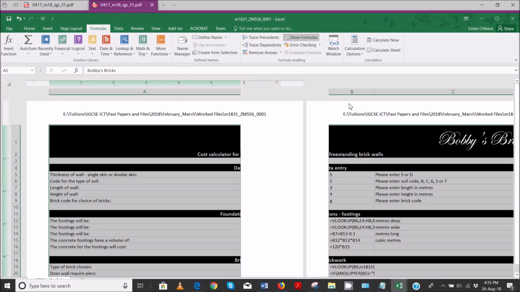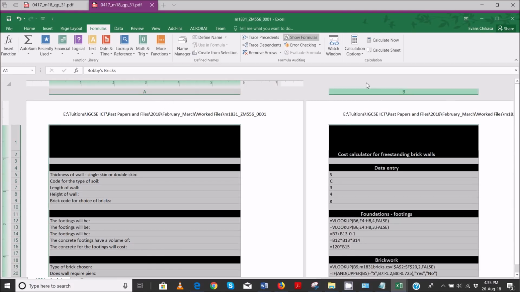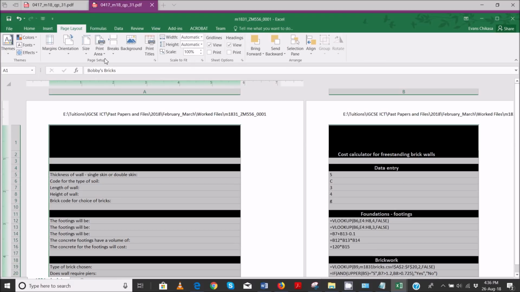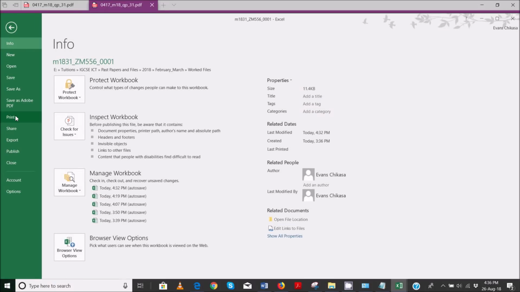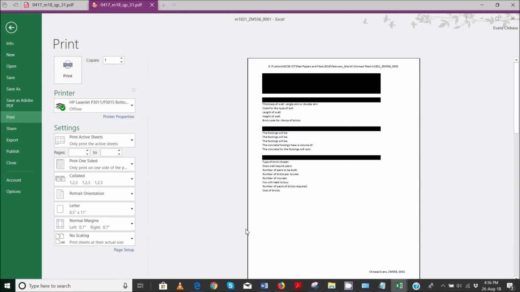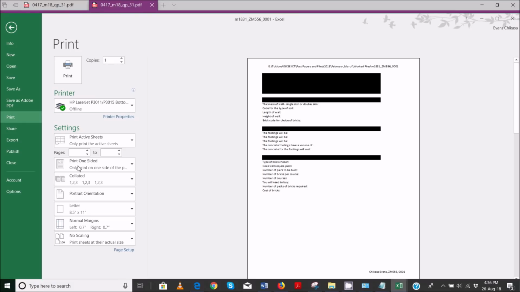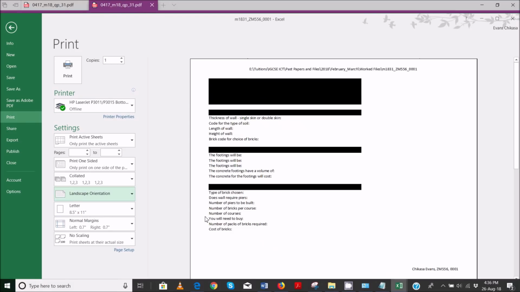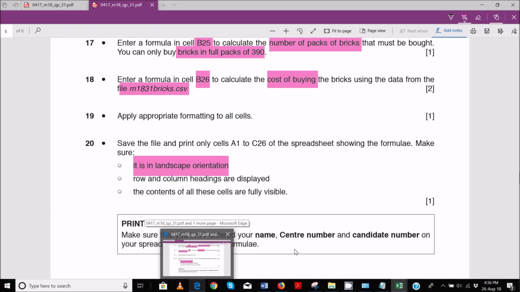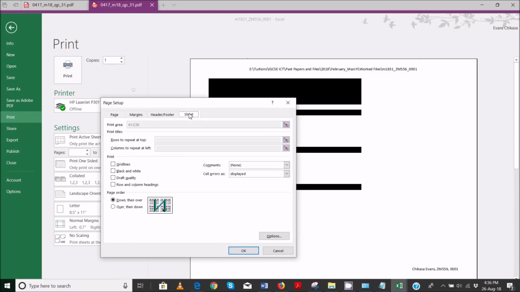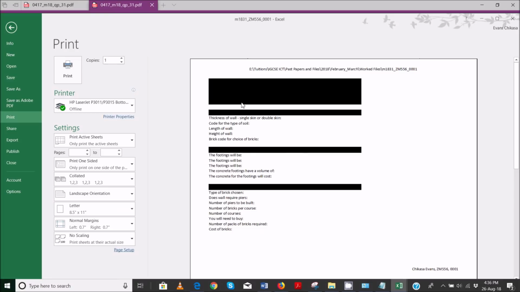Double click on the borders for the table just to enlarge the tables nicely, and then go to page layout, and then print area and set print area. So now you can go to print, and then this is the area that you're printing. Now the other thing that you need to do is to look at some of the things that have been asked in the question. Make sure that it is in landscape orientation, so go ahead and change it to landscape orientation, and then also make sure that the rows and column headings are displayed. So here, under sheet, gridlines and column headings, just make sure that they are displayed.